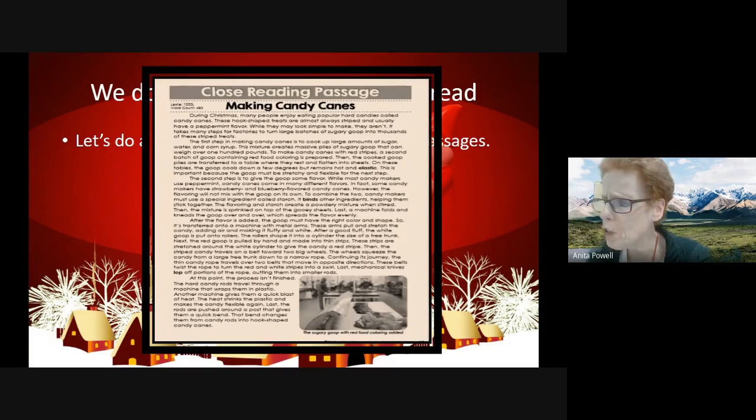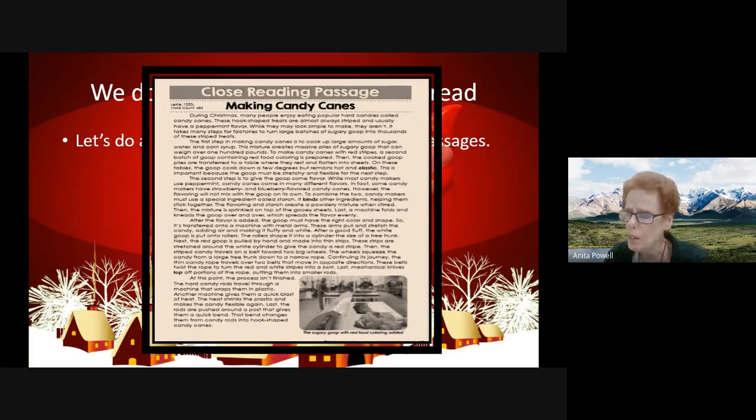Then the striped candy travels on a belt toward two big wheels. The wheels squeeze the thin candy rope from a large tree trunk down to a narrow rope. Continuing its journey, the thin candy rope travels over two belts that move in opposite directions. These belts twist the rope to turn the red and white stripes into a swirl. Last, mechanical knives lop off portions of the rope, cutting them into smaller rods.